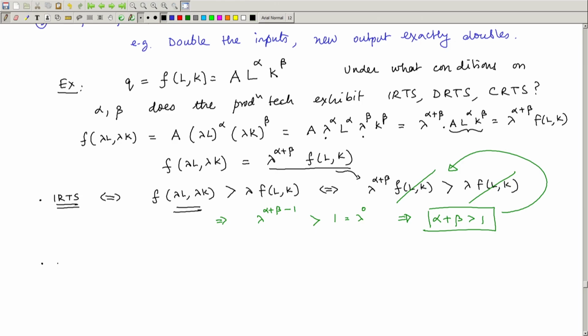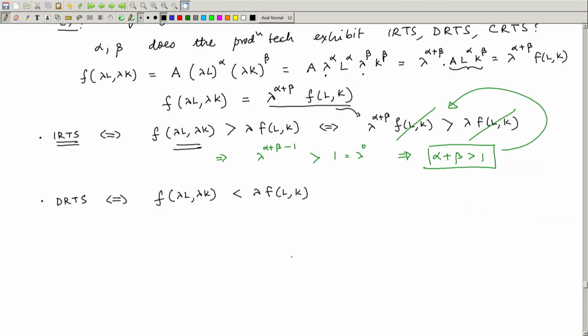Similarly, what about decreasing returns to scale? Well, I need f of lambda L, lambda k to be less than lambda times f of L k, right. If I scale up the inputs by some factor lambda, my new output is f of lambda L, lambda k, that is less than increasing by the same factor, right. So, that is less than lambda times f of L k.